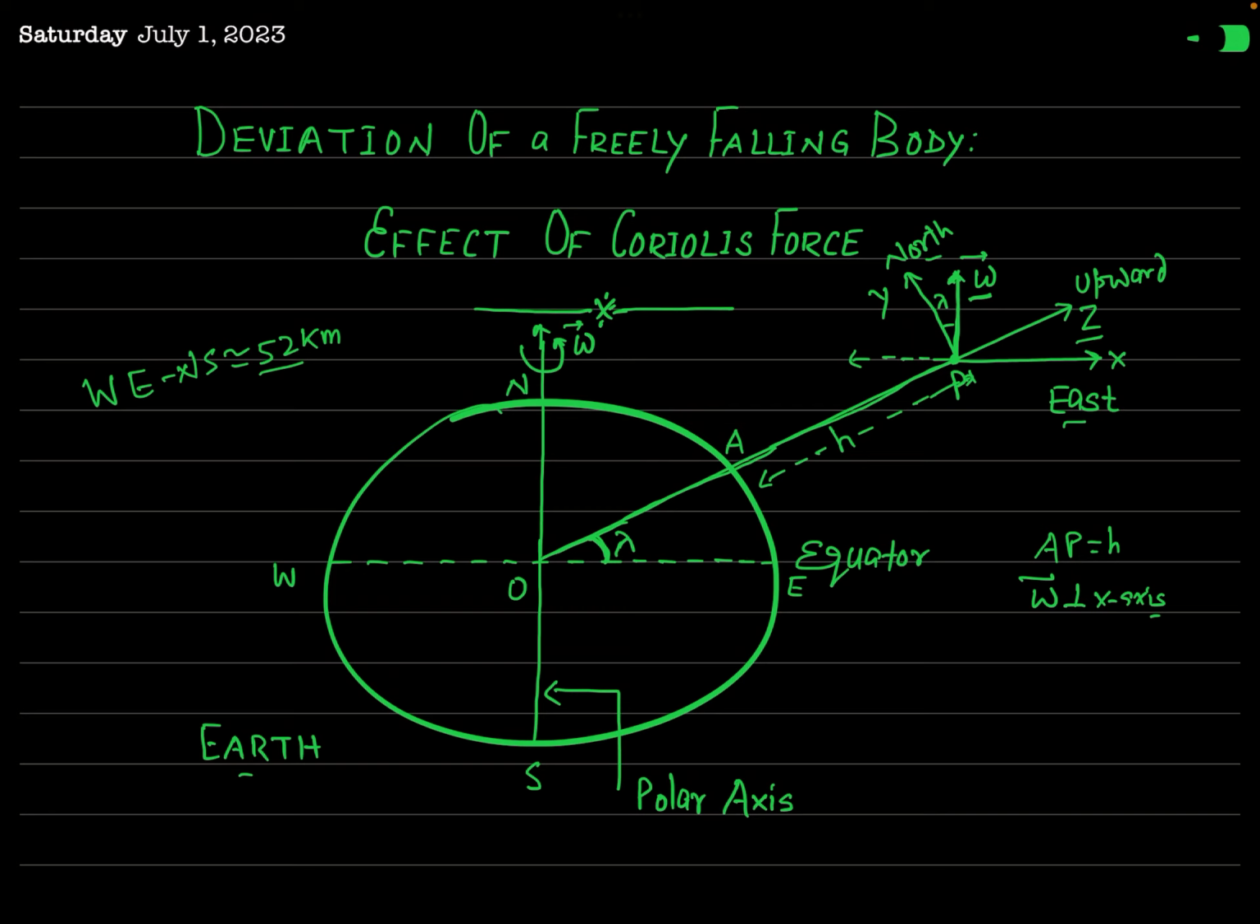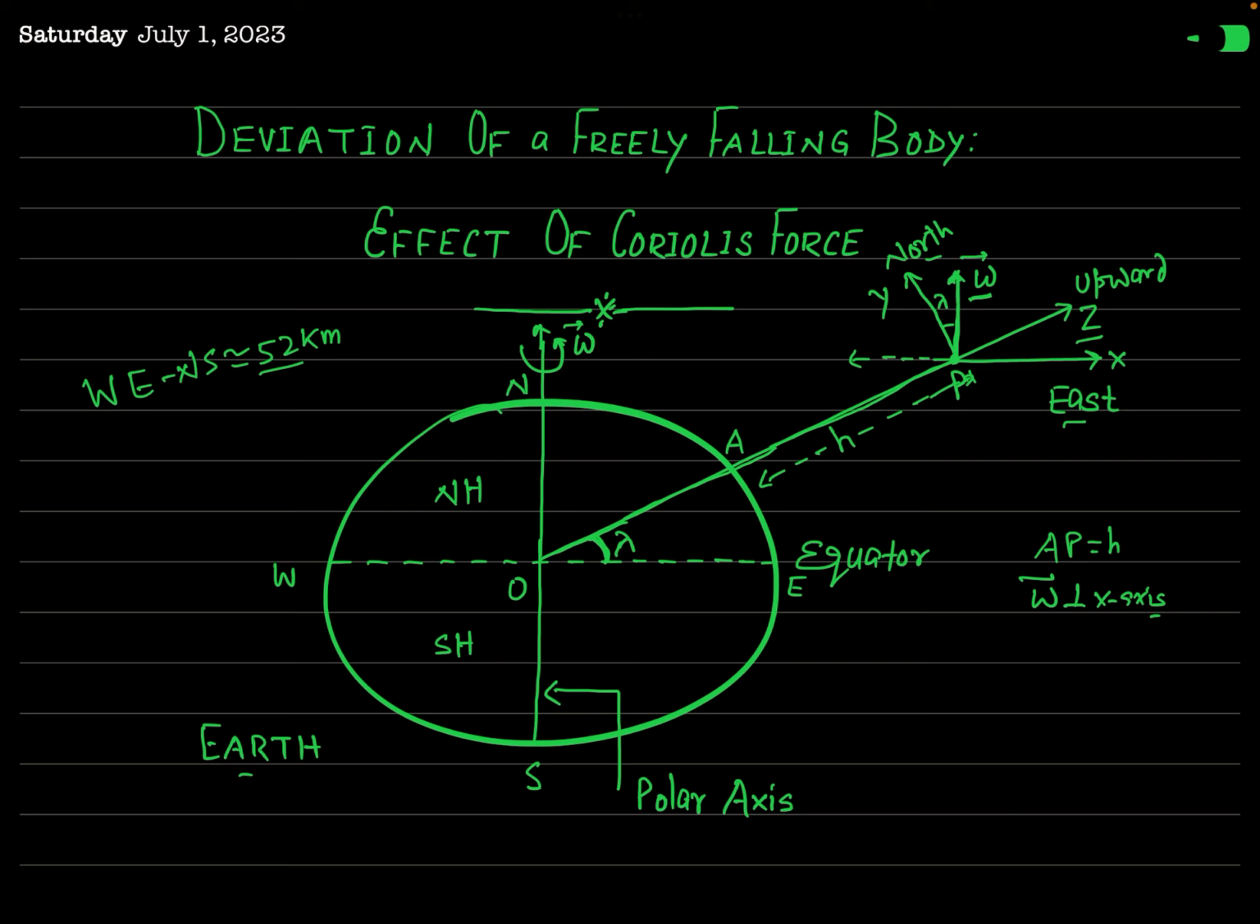Then this lambda is called the latitude of this place. If this place is lying in the northern hemisphere, actually the half sphere between the north pole and the equator, this is called the northern hemisphere, NH. And the remaining half part containing the south pole is called the southern hemisphere.